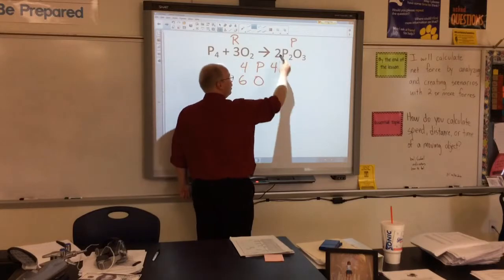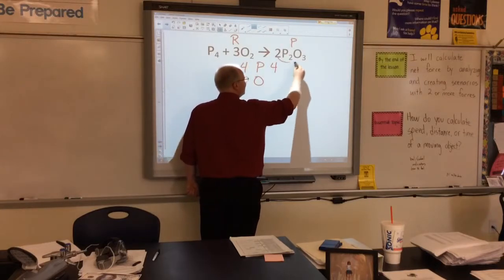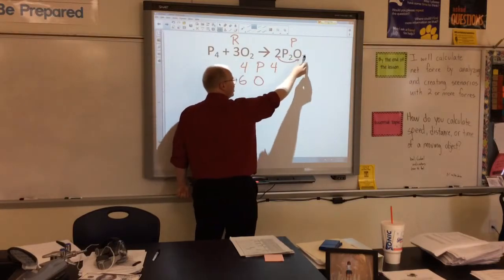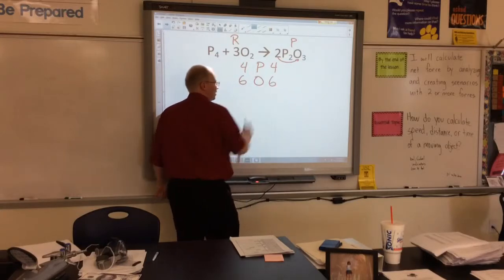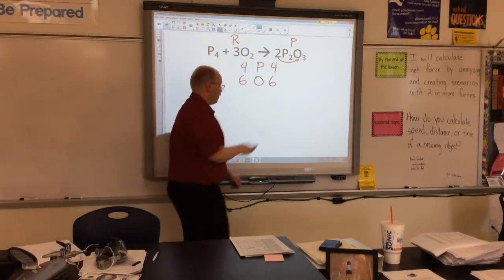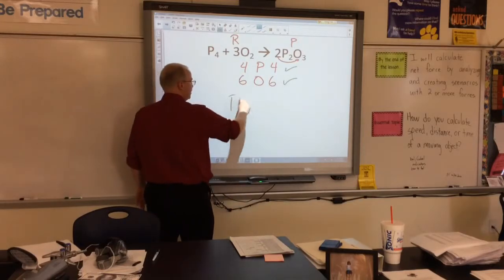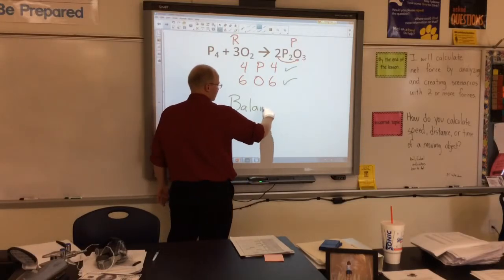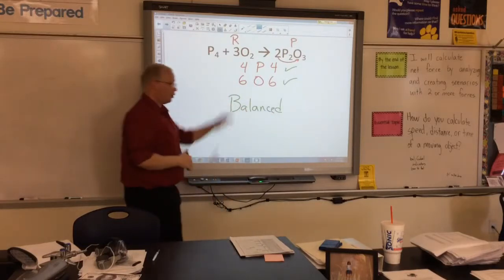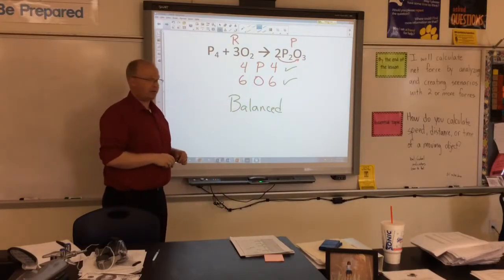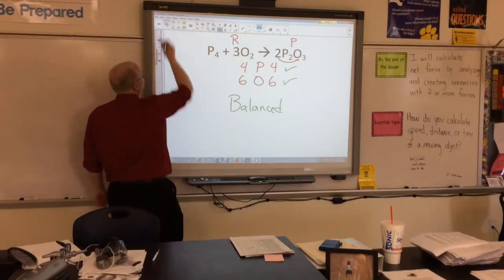On the product side, this 2 modifies this O as well. So I'm going to multiply. So 3 times the 2 O's means I have 6 O's. So this checks out. I've got 4 P's on both sides. I've got 6 O's on both sides. So this is a balanced equation. This is exactly what we need the equations to be and to look like. So let's look at another example.